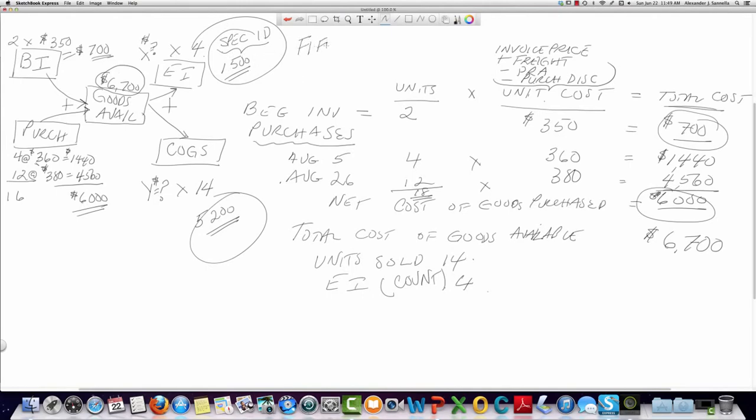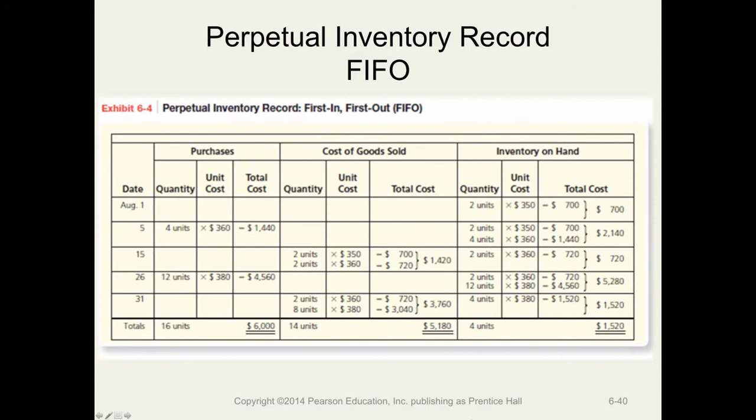Now that we go to FIFO, the FIFO ending inventory is 1520, and the cost of goods sold is 5180. I'm going to give you a summary table, so don't worry if this is a little bit informal. So notice already, depending on the accounting alternatives, you get a different balance sheet on the ending inventory and a different cost of goods sold on the income statement. Now, let's go to a formal perpetual record for FIFO.